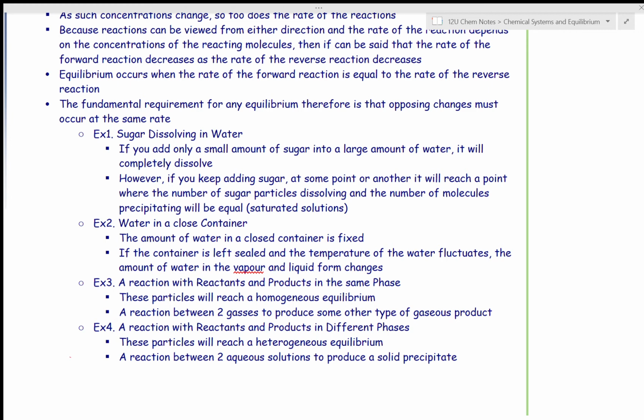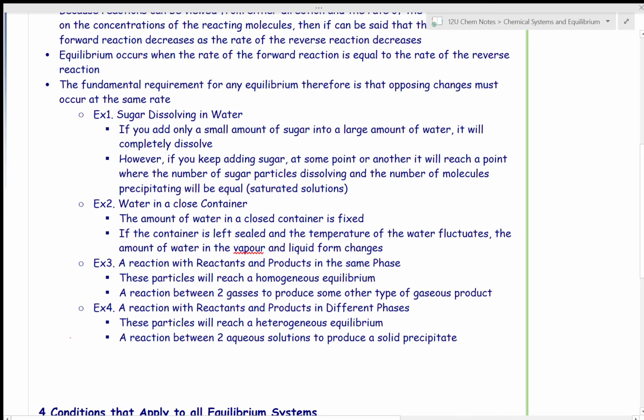We have homogeneous equilibria, which is equilibria where everything is in the same state. So, a gas reacts with another gas to produce a third gas. All of those are in the same state, so we have a homogeneous equilibrium there. Of course, it'll lie somewhere in between them with some products and some reactants present. Or you can have a heterogeneous equilibrium, where you have two things reacting together and they change state. A good example of this is two aqueous solutions producing a solid precipitate. You reach an equilibrium.